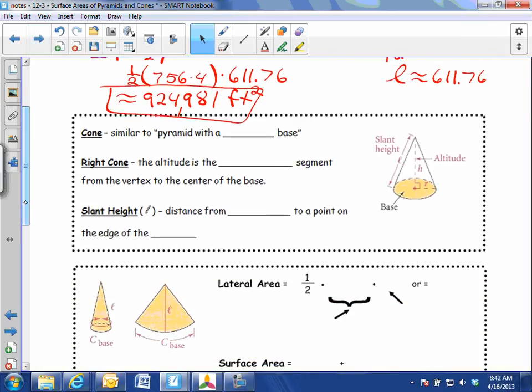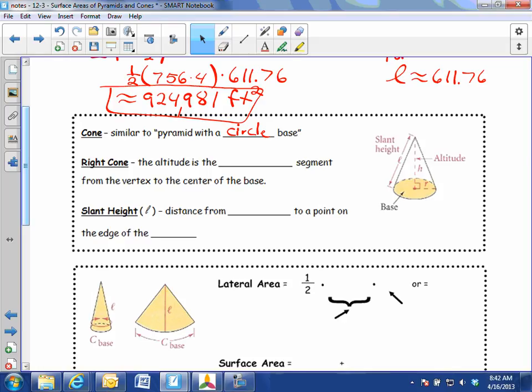And we're also going to talk about cones today. So a cone, like an ice cream cone, upside down. Okay, so just a cone is a pyramid with a circle base. So it's kind of like yesterday where we had the cylinder, and a cylinder was just like a prism with circle bases. A cone is like a pyramid with a circle base.